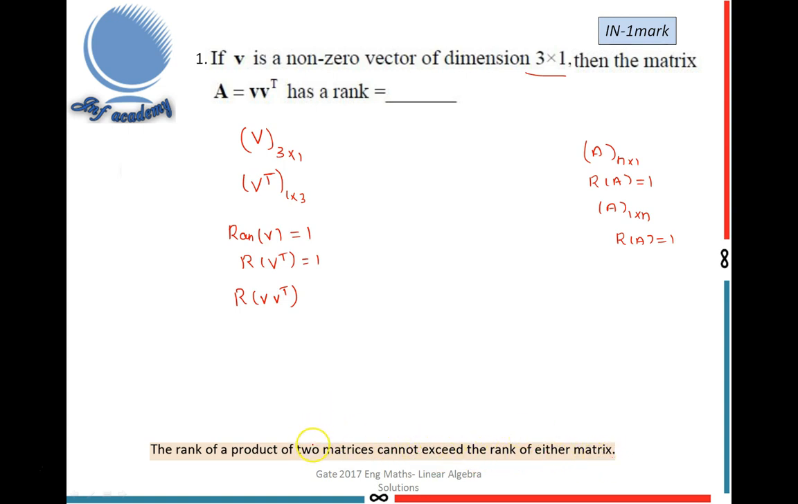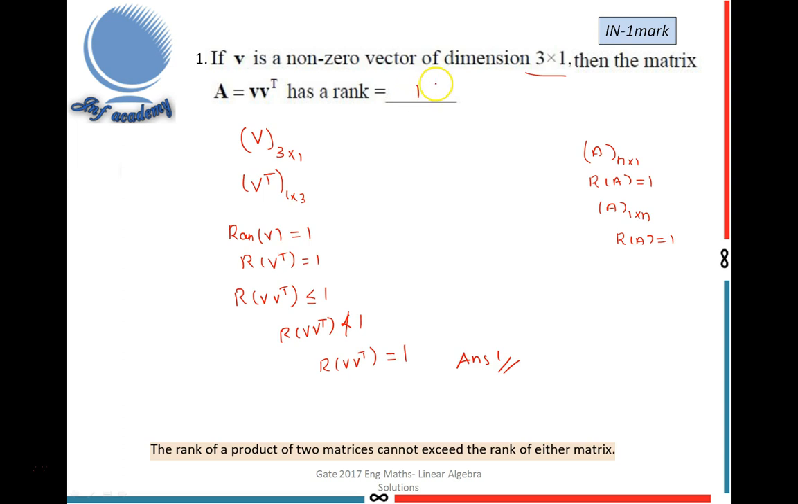By using that property, I can write rank of V into V transpose is less than or equal to 1. Cannot exceed means less than or equal to. Rank of V and V transpose is 1 only. So less than or equal to 1. But here rank of V into V transpose less than 1 is not possible. So rank of V into V transpose equal to 1 is the final answer. So the final answer is 1.